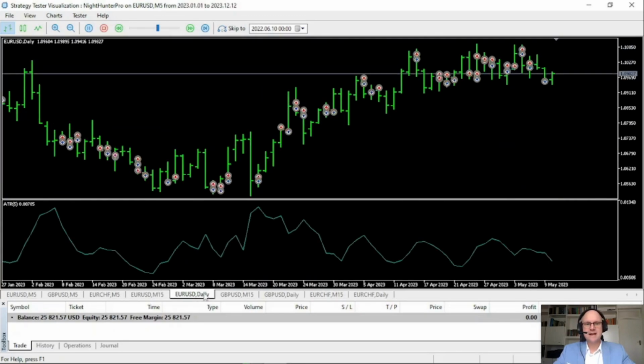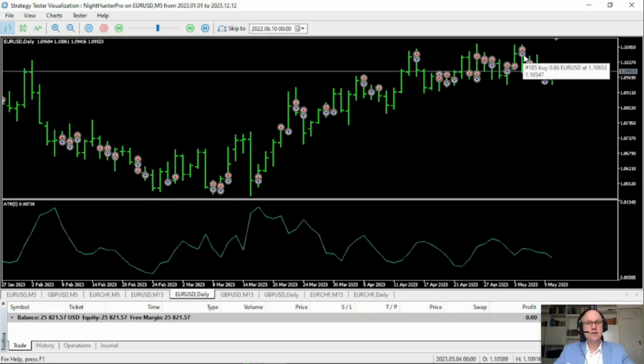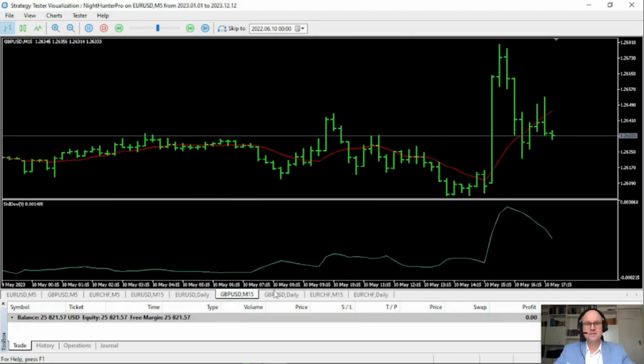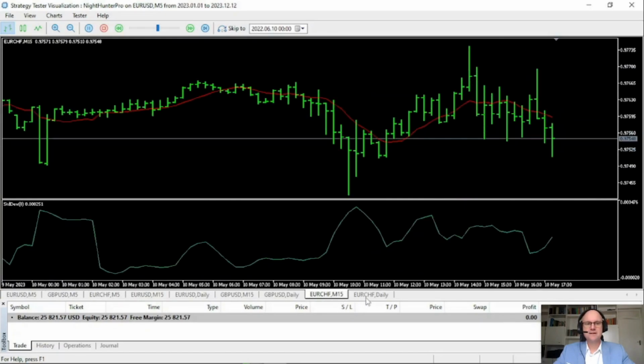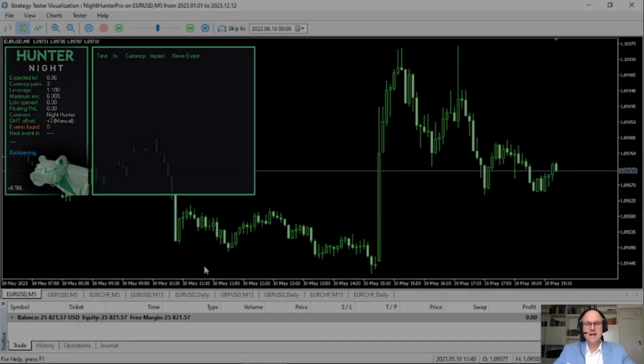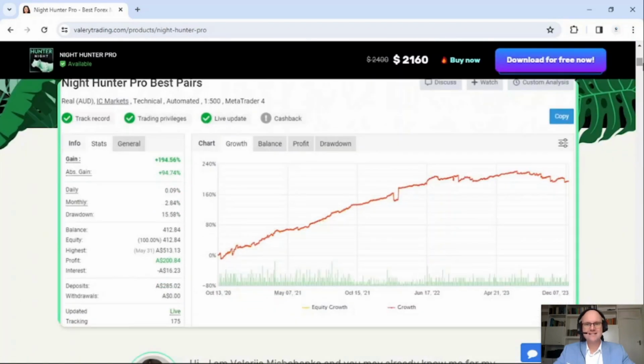Now, this bot is a multi-currency bot scalping the market every day, trying to bring stable growth with a low drawdown. And the first thing that I did is I went to the official website, which is ValeryTrading, to get some more information about this innovative scalping system. So if we head to the ValeryTrading website, you will see that this is one of the most popular scalpers available on the market. Additionally, it shows both great backtesting and forward testing results, meaning it's really worth a closer look.